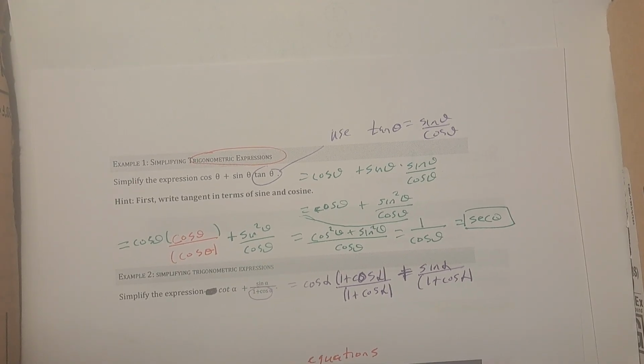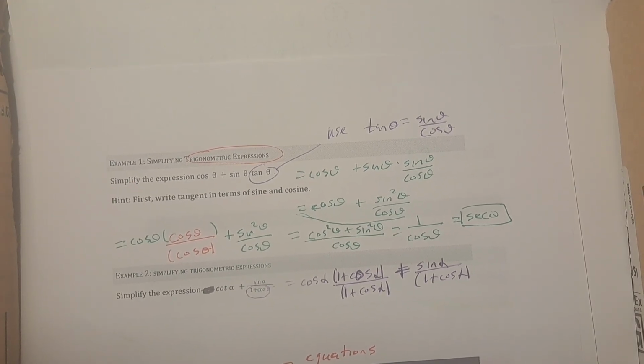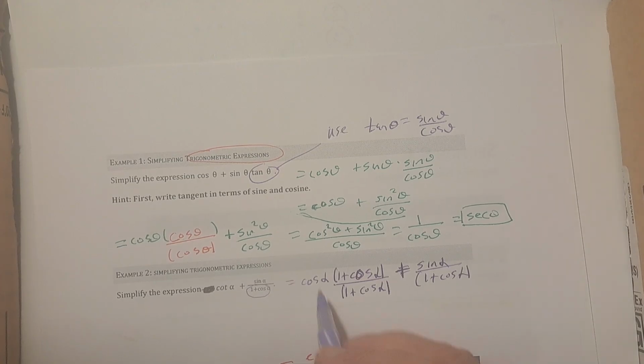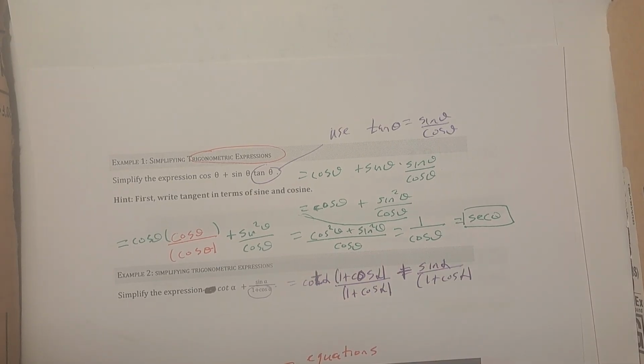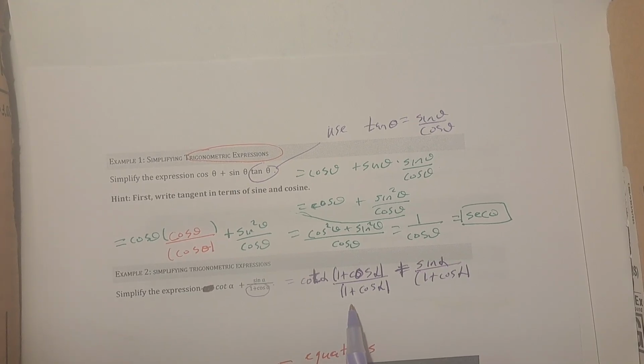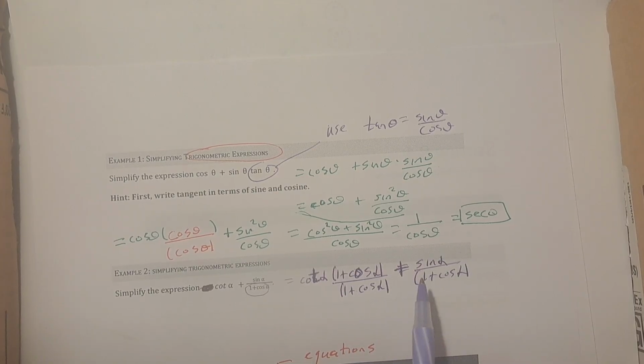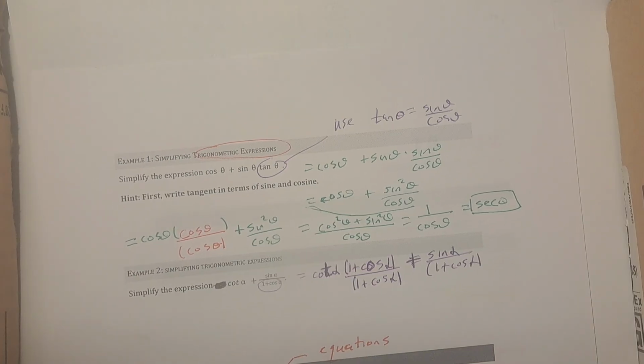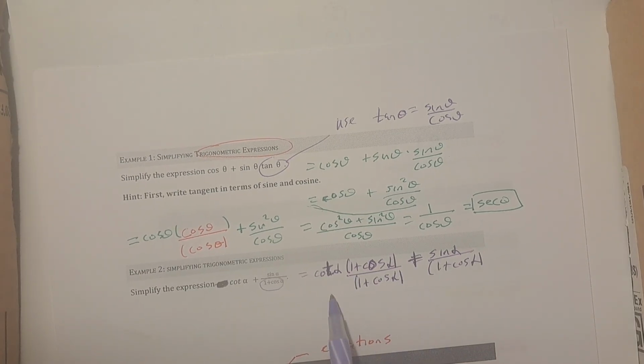Okay, now you have a common denominator. It's 1 plus, oh, that's cotangent, not cosine. So I got to change this to cotangent. That doesn't change anything in terms of strategy though. I would still go ahead and multiply by 1 plus cosine over 1 plus cosine, so it could make a common denominator of 1 plus cosine alpha, and go from there.